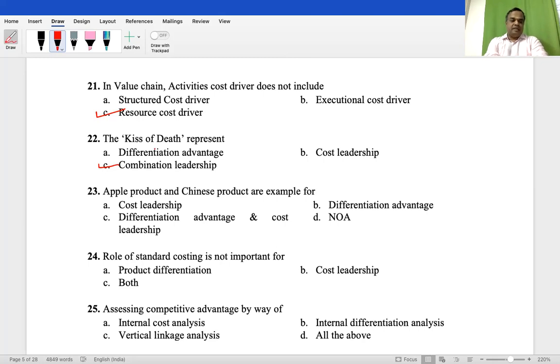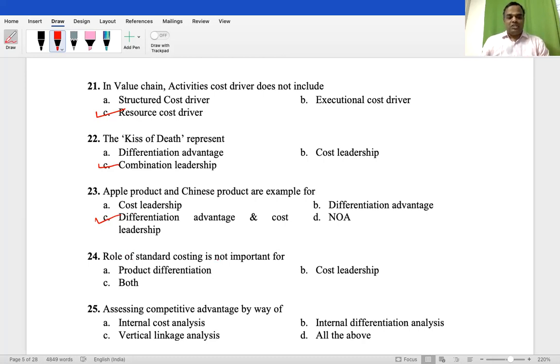Next, Apple product and Chinese product are examples for: cost leadership, differentiation advantage, differentiation advantage and cost leadership, or none of the above. The answer is differentiation advantage and cost leadership. Which one is differentiation? Which one is cost leadership? Apple product is differentiation. Chinese product is cost leadership. That's true.